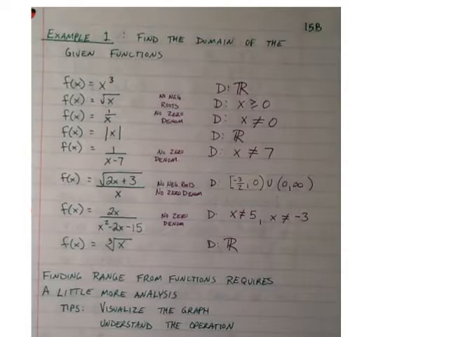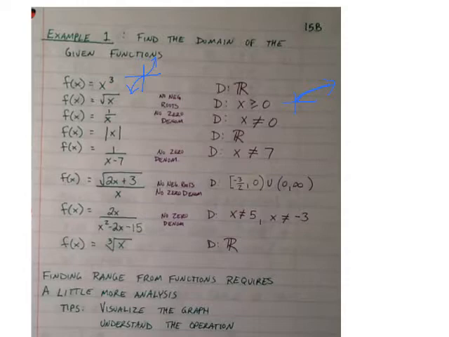So example 1 here demonstrates find the domain of the given functions. And I like to sometimes think about these graphically while I'm thinking about the function. For example, x to the third is a cubic function, and we can see the graph looks roughly like that. Our domain is all real numbers because we can plug anything into it. For the square root of x, our domain is only x is greater than or equal to 0.